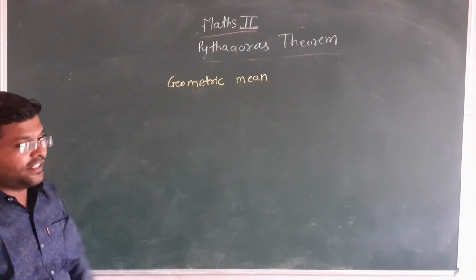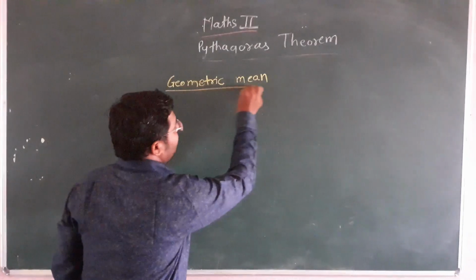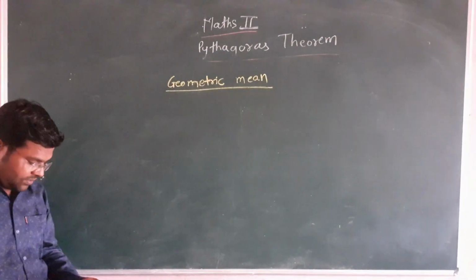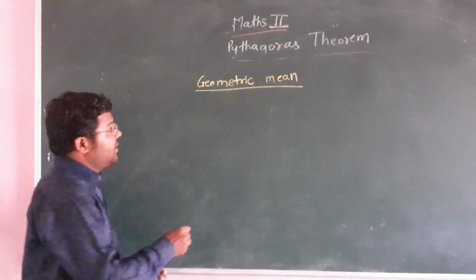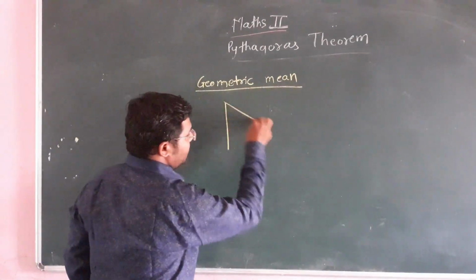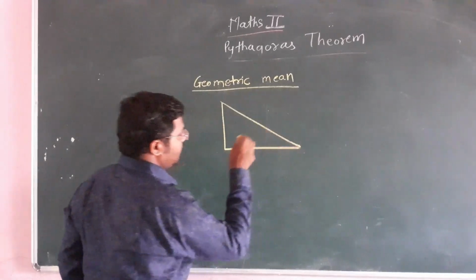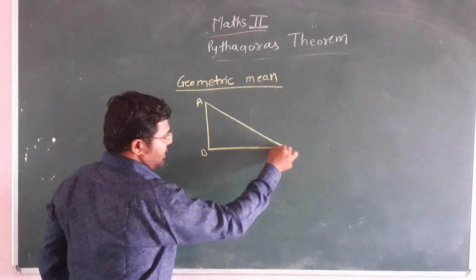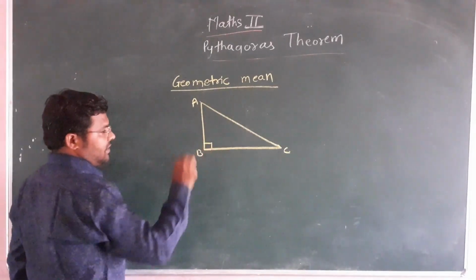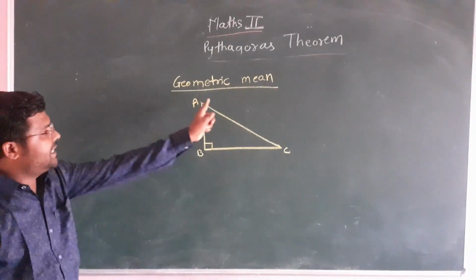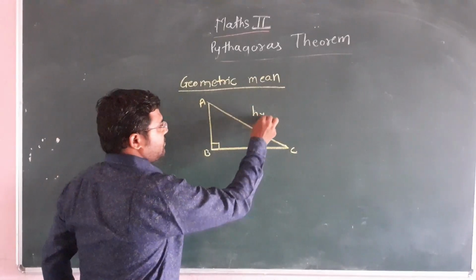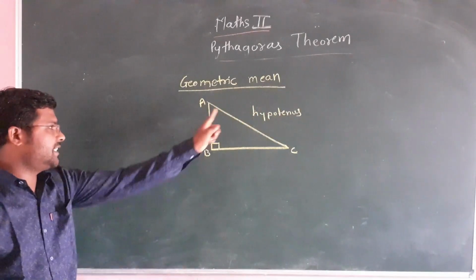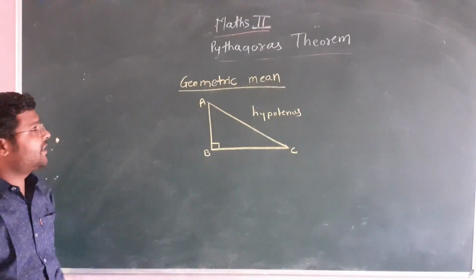Now, another theorem is the geometric mean. What is the geometric mean? I draw a right angle triangle and name it A, B, C. In this right angle triangle, B is the 90 degree angle, and AC is the hypotenuse, because AC is the opposite side of the 90 degree angle.